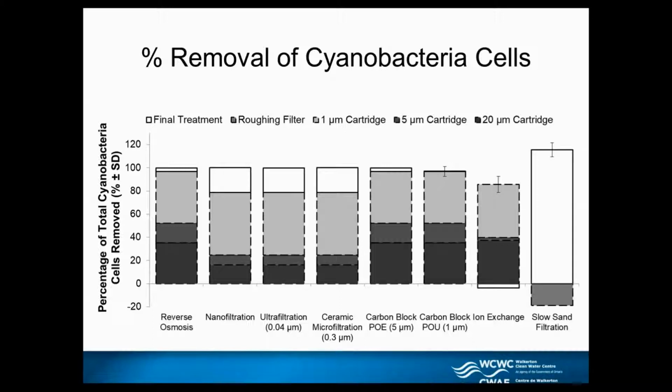And then lastly, our slow sand filter, our roughing filter, we had a slight increase. You can see in the dark gray section there. We had a slight increase in cells, but again, all of those cells were removed at the slow sand filtration process.